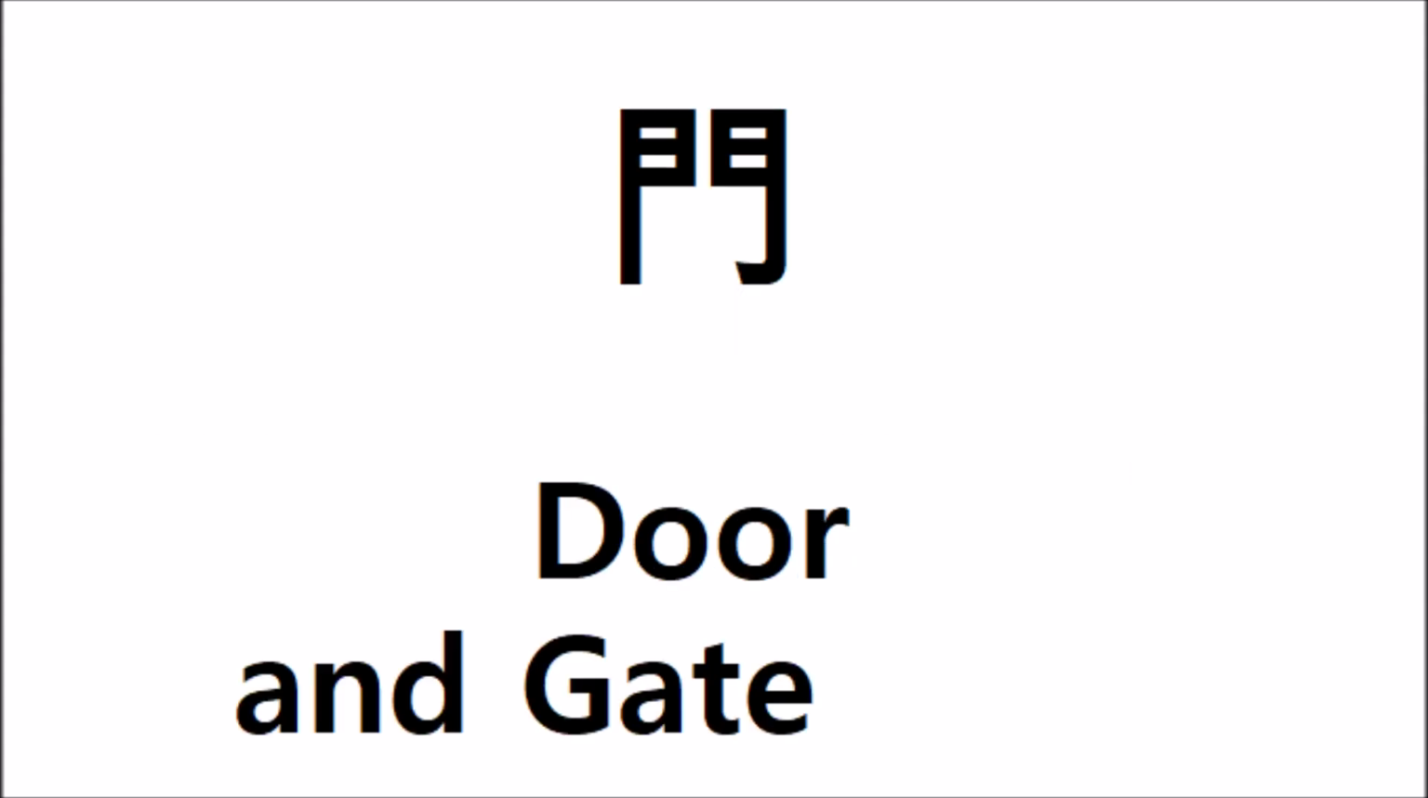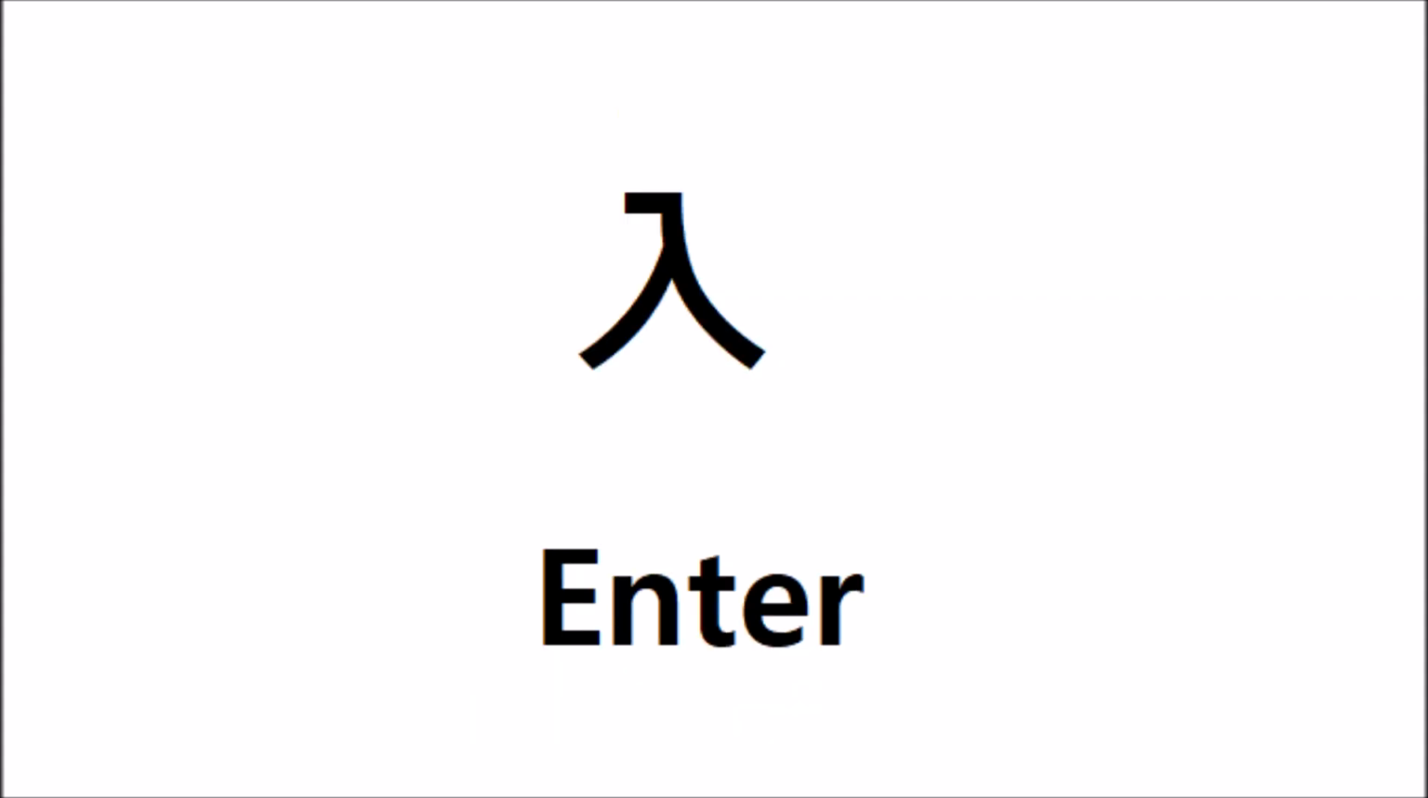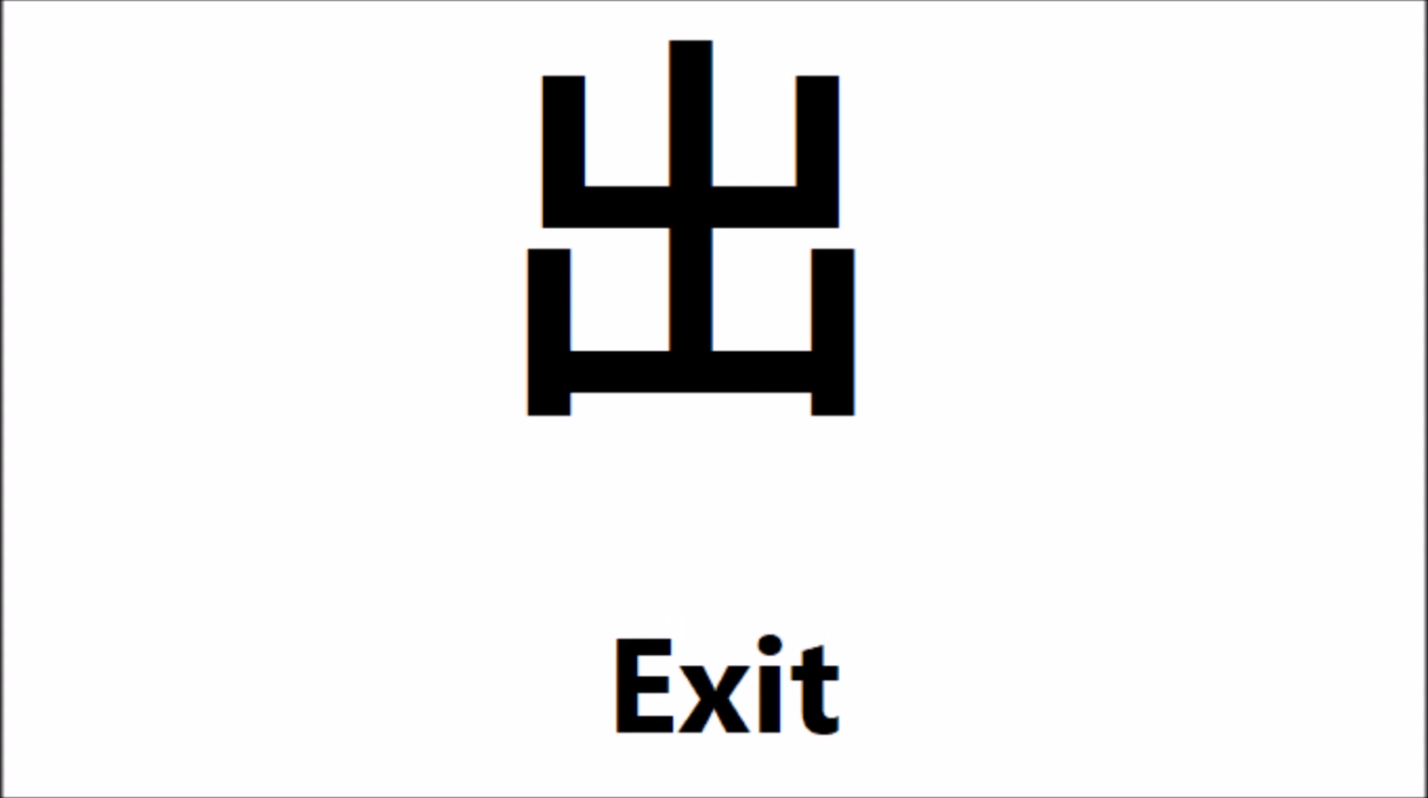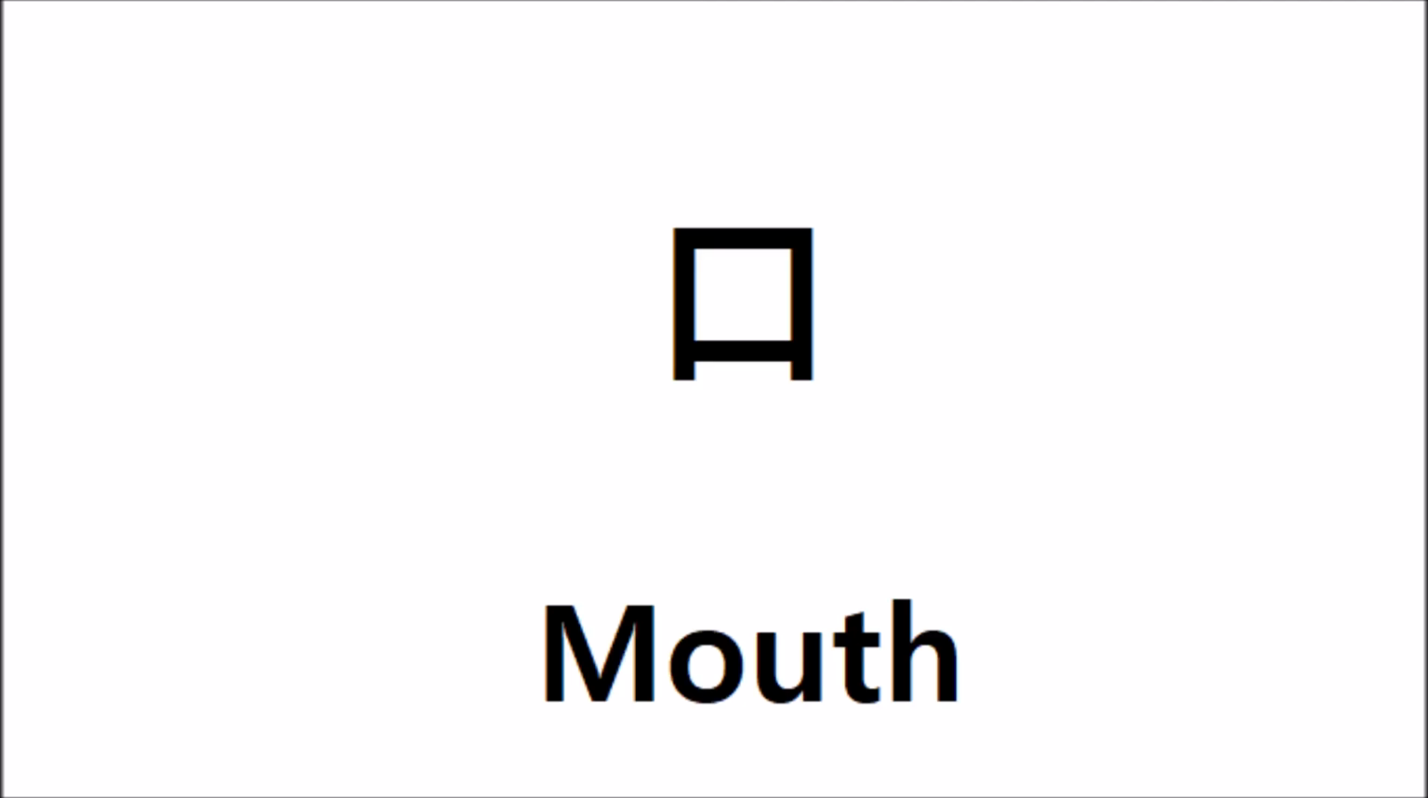Let's look at another intuitive one. This means door or gate, and it kind of looks like one too. This next character also builds off of person. It means enter. Imagine a person walking quickly through the entrance and their hair is flowing behind them. I can't draw. This one is exit. I imagine doors that open so a mouse can exit. This one means mouth, and it does look like an open mouth.